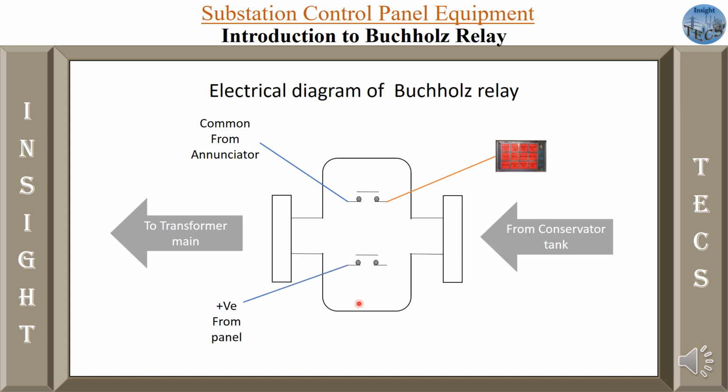For tripping we get a positive connection from the panel, and we need to extend this positive connection to the 3-element auxiliary relay for the Buchholz relay that is placed inside the panel in the control room. So this is the basic wiring scheme that you can use for any Buchholz relay.